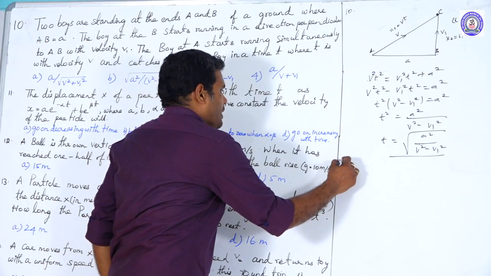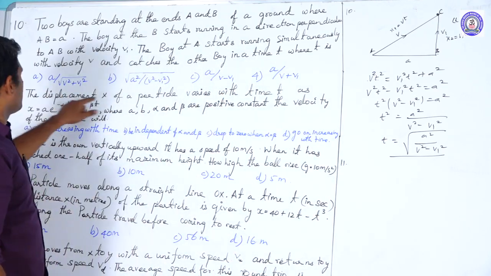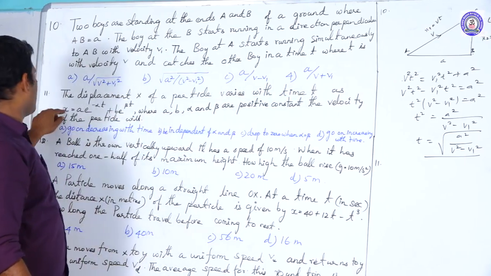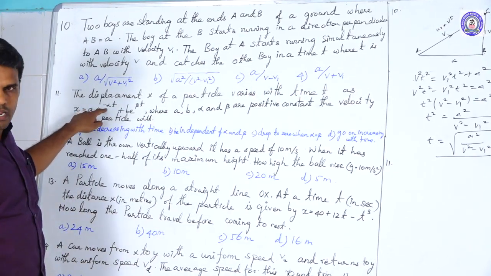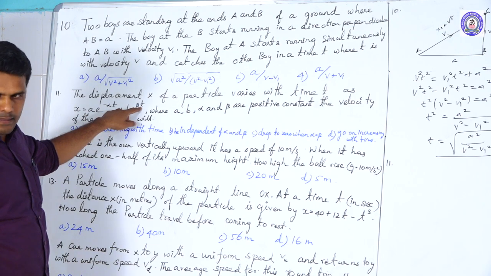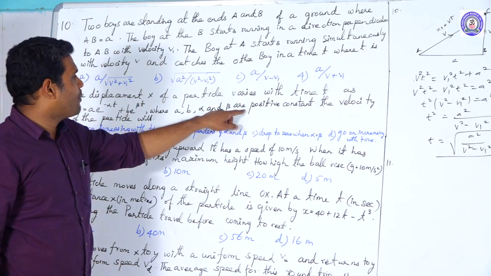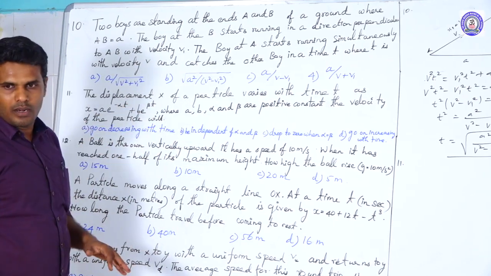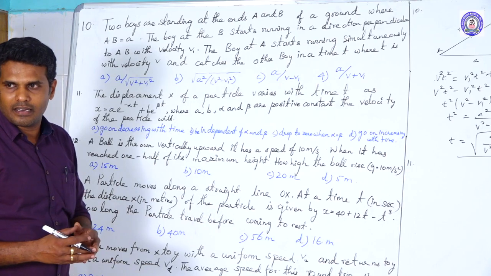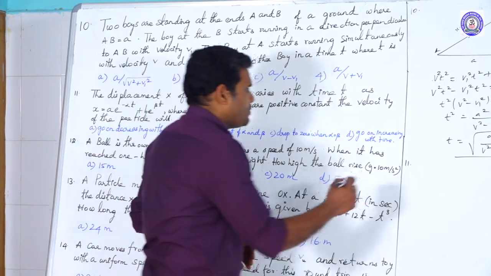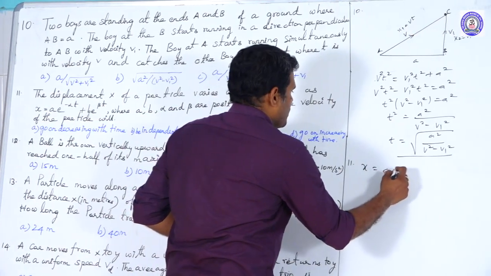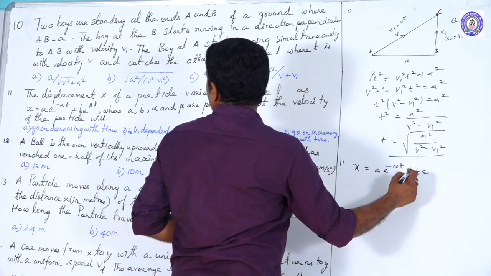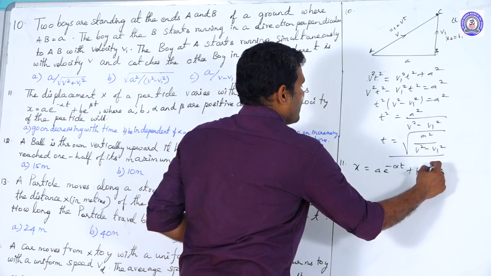Right. Question number 11. The displacement x of a particle varies with the time t as given by the expression x equals a e power minus alpha t plus b e power beta t, where a, b, alpha and beta are positive constants. What will be the velocity of the particle? The value of displacement is given by the expression x equals a e power minus alpha t plus b e power beta t.